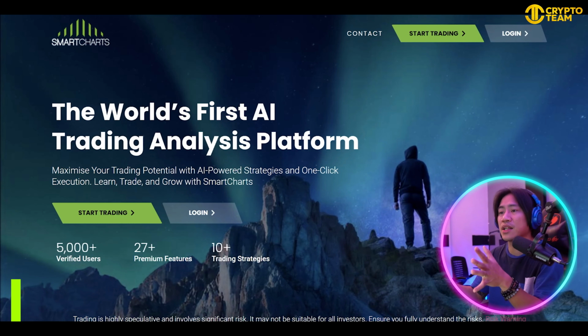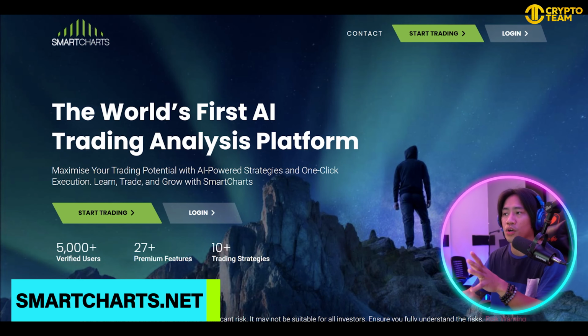Alright guys, so real-time market data is the cornerstone of successful trading, and what you can see on your screen right now is smart charts. Now we'll show you how you would be able to utilize that with smart charts.